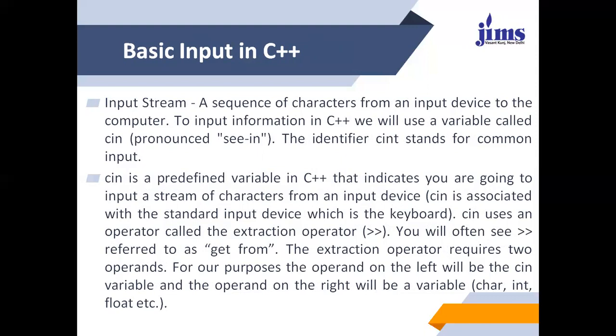The extraction operator requires two operands. For our purposes, the operand on the left will be the cin variable and the operand on the right will be a variable, for example, char, int, float, etc. So whenever you want to take input from the keyboard or at runtime, you need to use cin in C++. You were using printf in C for output and scanf for taking input from the keyboard in C. So now in C++, you have to use cout and cin.